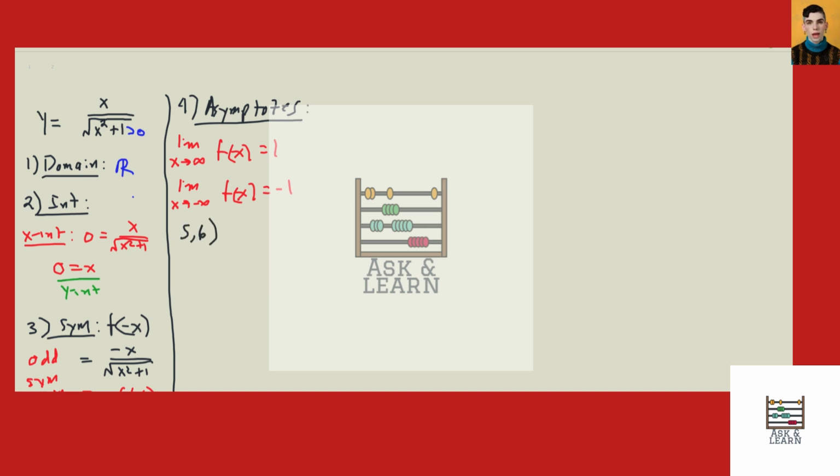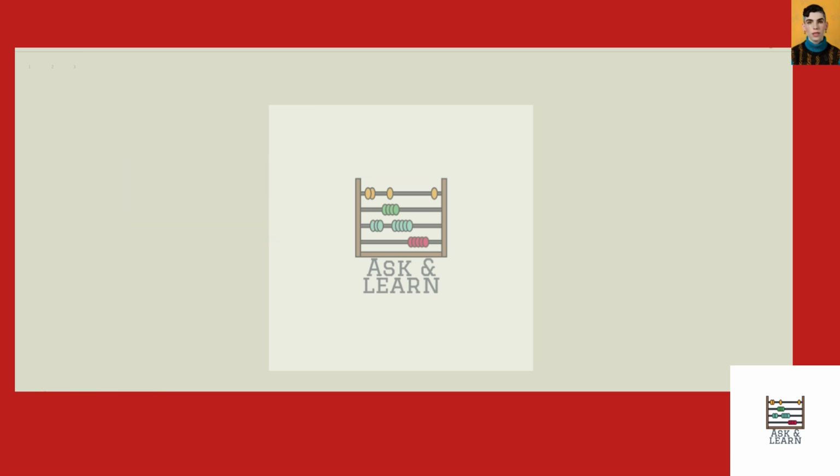Now, the next steps, 5 and 6, were to look for intervals where the function increases and decreases, and we also want to use that information to find out if we have any local maxes or mins. So we'll need to find what y prime is equal to. So let's do that on another page again. So again, y is equal to x over the square root of x squared plus 1.